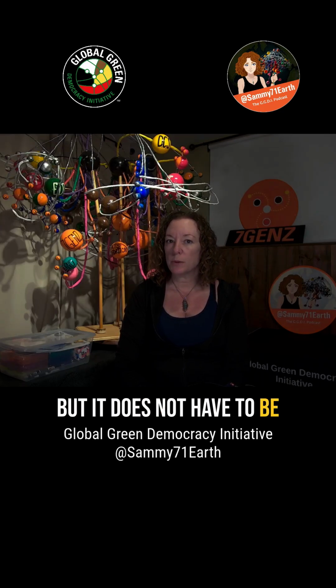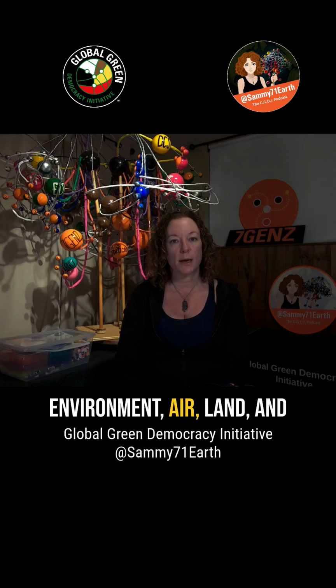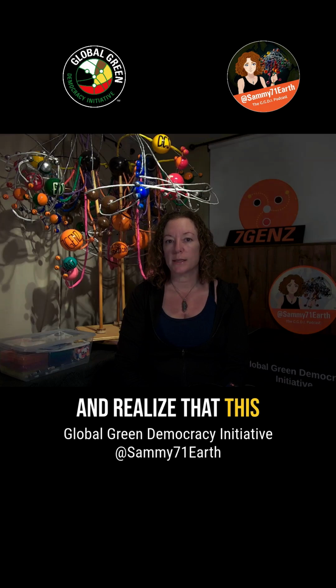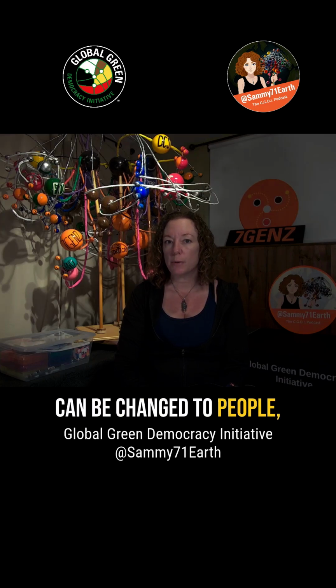But it does not have to be that way. We can build a system where everyone is supported, has affordable housing, a non-poisonous food chain, and we can stop industry from the global destruction of our environment, air, land, and water, the destruction of our wildlife around us, and realize that this system that the 1% have shoved down our throats can be changed to one that serves people, the environment, and wildlife, a sustainable world for all to thrive and save ourselves.